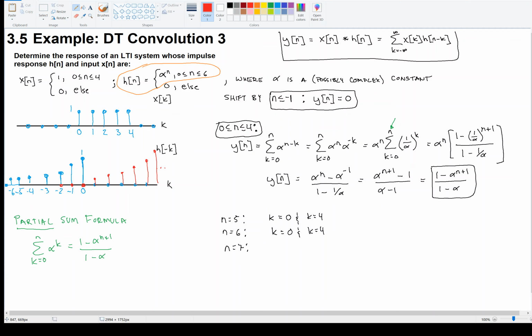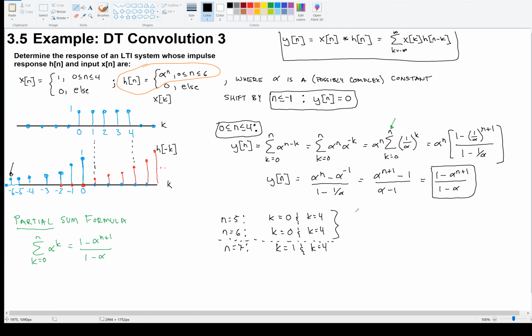Okay, but the important part here is now, at n equals 7, the range of non-zero overlap does not start at 0 anymore, because this leading edge has been shifted up to this point. So it starts at 1 and goes to 4. So we seem to have a paradigm shift here, a change in the pattern. So once we see a change in the pattern, we just need to consider this.